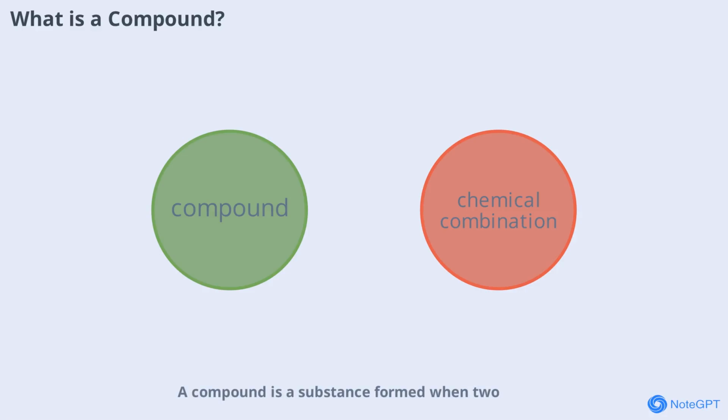A compound is a substance formed when two or more elements combine chemically in a fixed ratio. Compounds have properties that are different from the elements that make them. For example, water is a compound made from hydrogen and oxygen. When these elements combine, they form a new substance with its own unique properties. Compounds can only be separated into their elements by chemical methods, not by physical means.